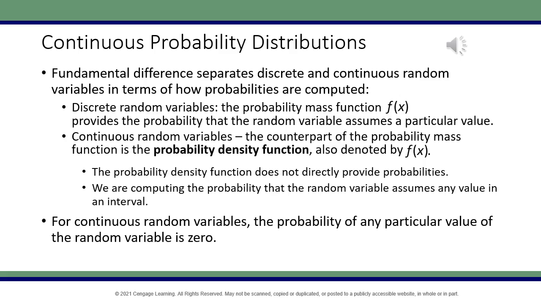However, it's crucial to note that the probability density function doesn't directly provide probabilities. Instead, we use it to compute the probability that the random variable falls within a certain interval. An important distinction to remember is that for continuous random variables, the probability of any single, specific value is zero. This concept might seem counterintuitive at first, but it's a key characteristic of continuous distributions.